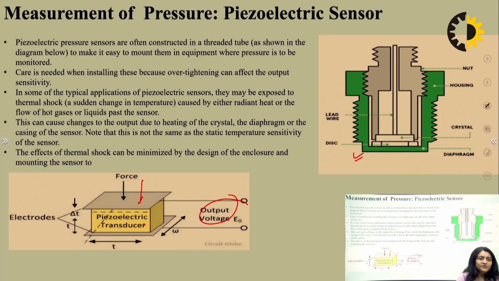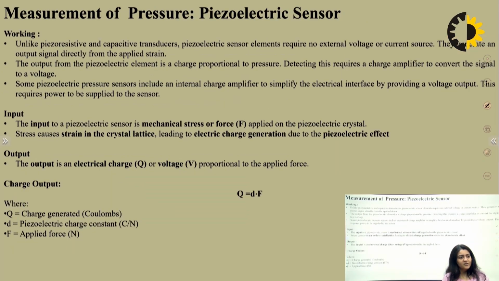So, you see, piezoelectric sensors are dynamic sensors. If you apply a static force on it, the output will be zero. So, that force should be dynamic in nature. Dynamic means it will be changing with respect to time, not a constant force. If it is a constant force, then the output will be 0 volts.